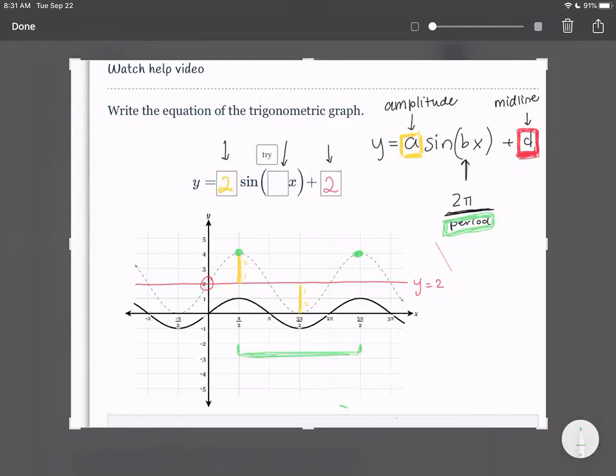Okay, so remember we do right minus left. So on the right side, we got 5 pi over 2. On the left, we got pi over 2.